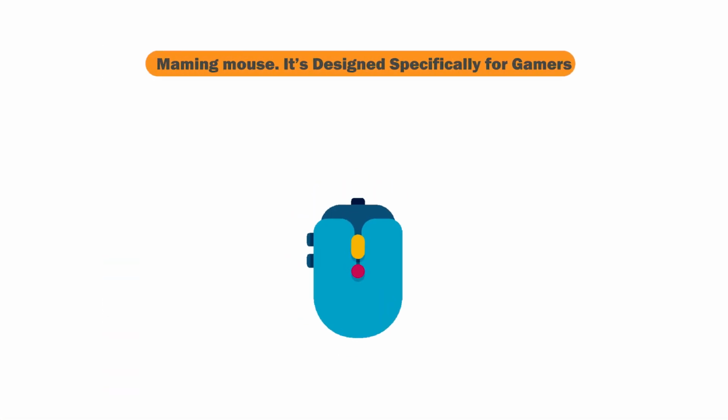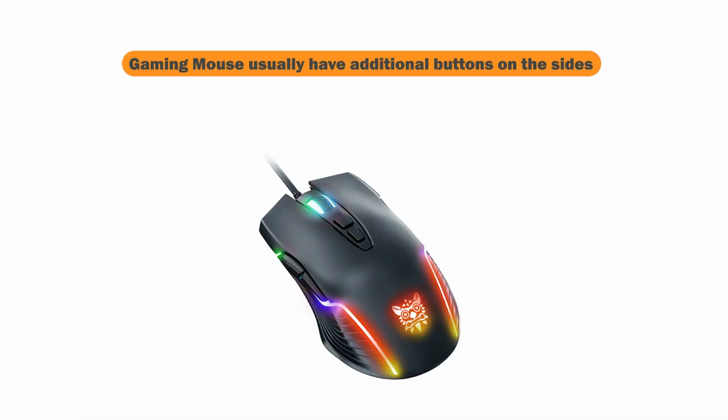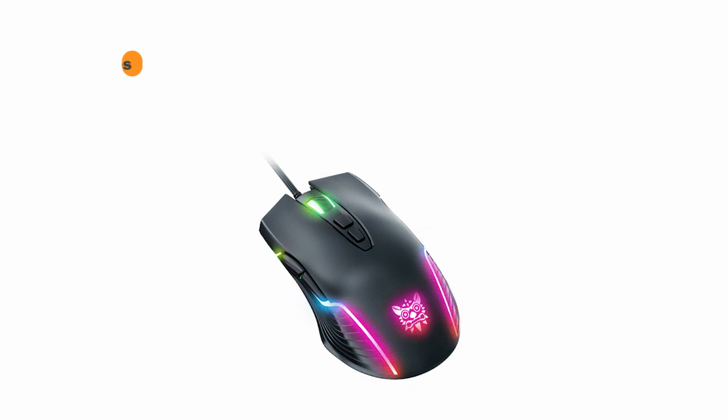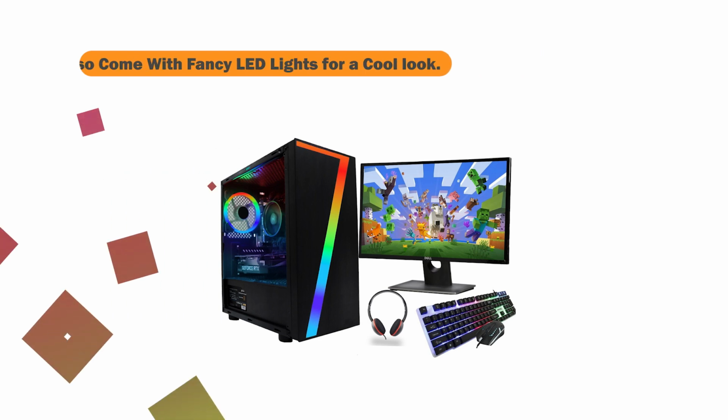The gaming mouse. Last but not the least, we have the gaming mouse. It's designed specifically for gamers who want precise control and extra features. Gaming mice usually have additional buttons on the sides, allowing gamers to perform specific actions quickly during gameplay. They often have adjustable sensitivity, allowing gamers to change how fast or slow the cursor moves. Some gaming mice also come with fancy LED lights for a cool look.